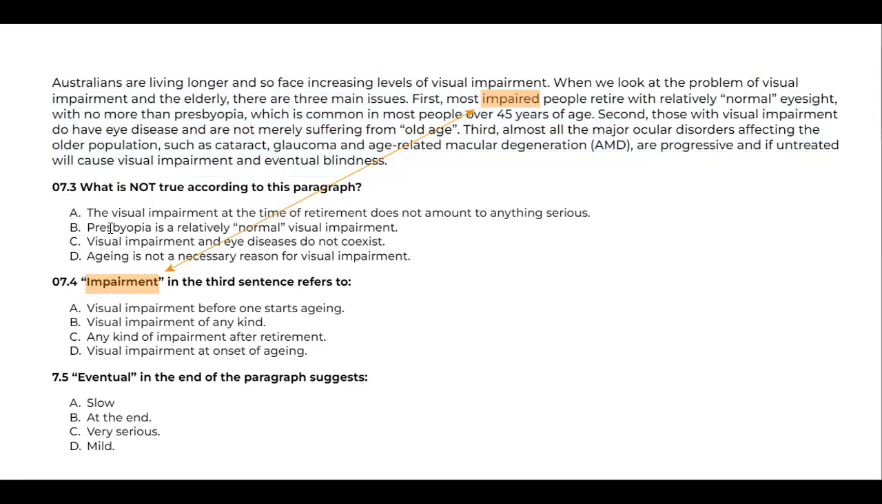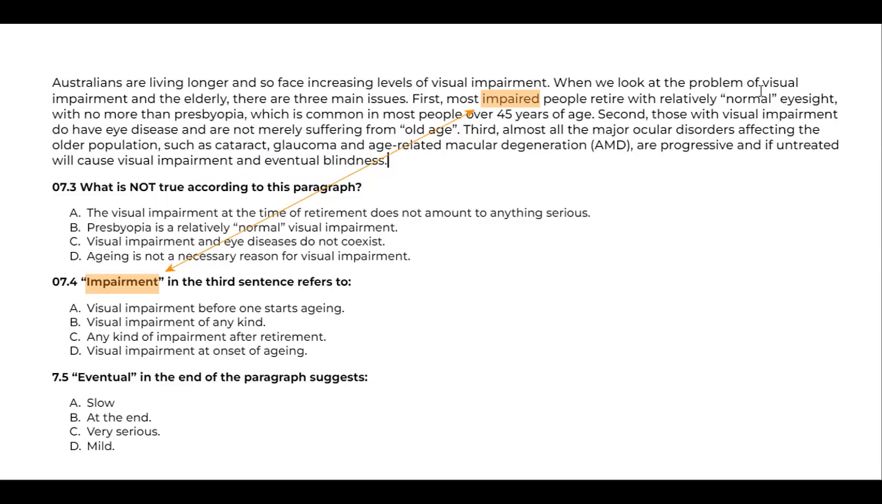Let's look at this one. The visual impairment at the time of retirement does not amount to anything serious. Here, you can see one line here. Normal eyesight. First, most impaired people retire with relatively normal eyesight. See, you can see quotation marks here around normal. So whenever you see any word put in single or double quotation marks, it has got a bit deviated meaning.